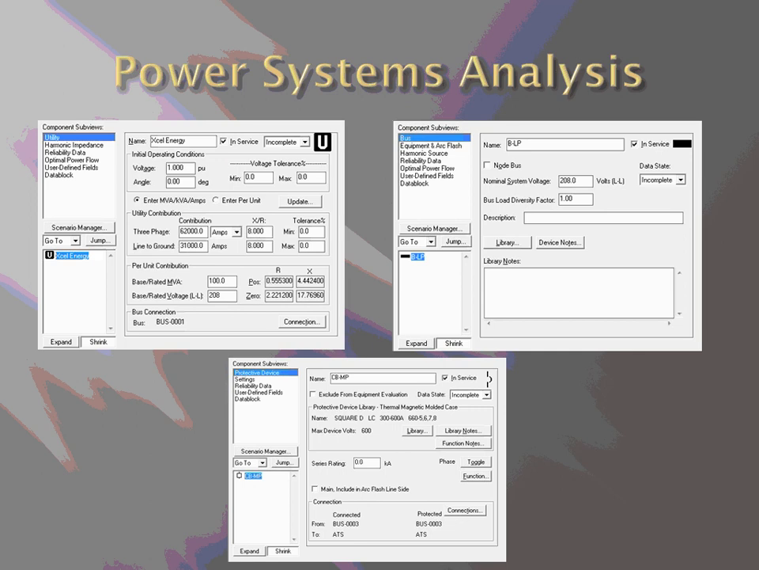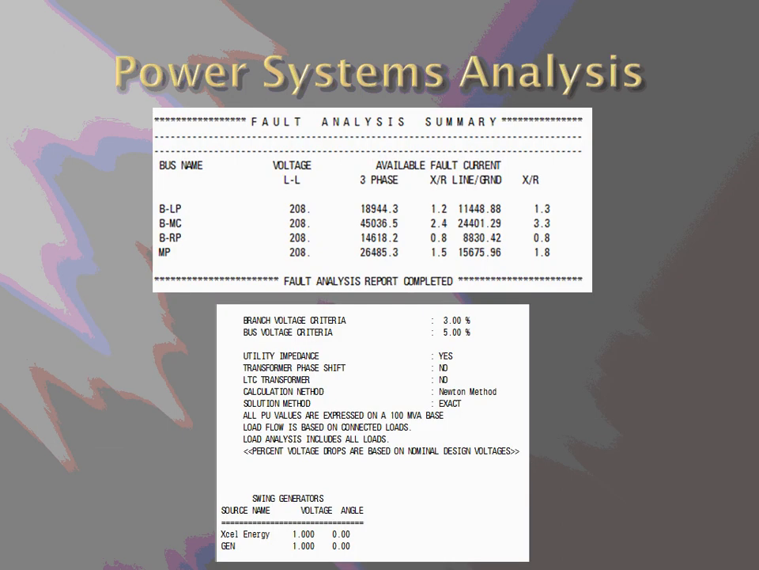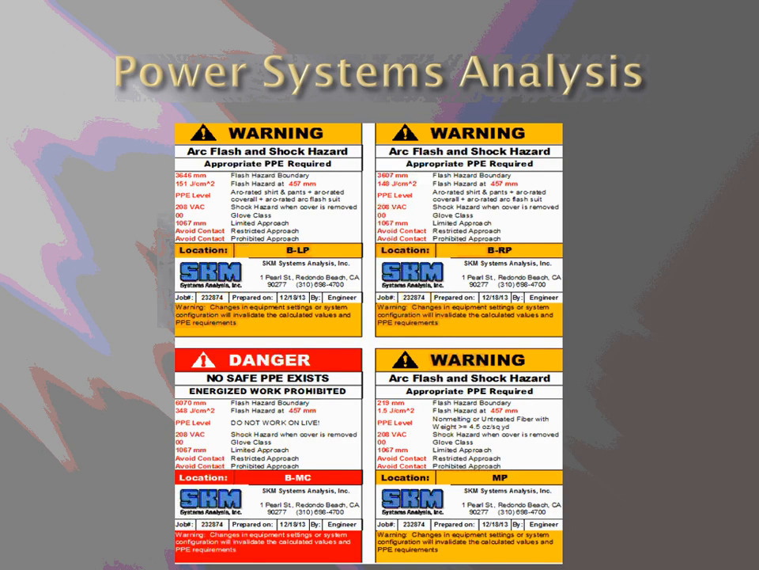This is us entering in all the information. This is the utility. This is the lighting panel, circuit breaker for the main panel. Generator, and air handling units, 15 horsepower. We ran through all the reports. The top one is a short circuit, and the bottom one, I believe, is the load flow report. These are the arc flash labels that we put on all the panels, with the protective equipment listed on all of them.